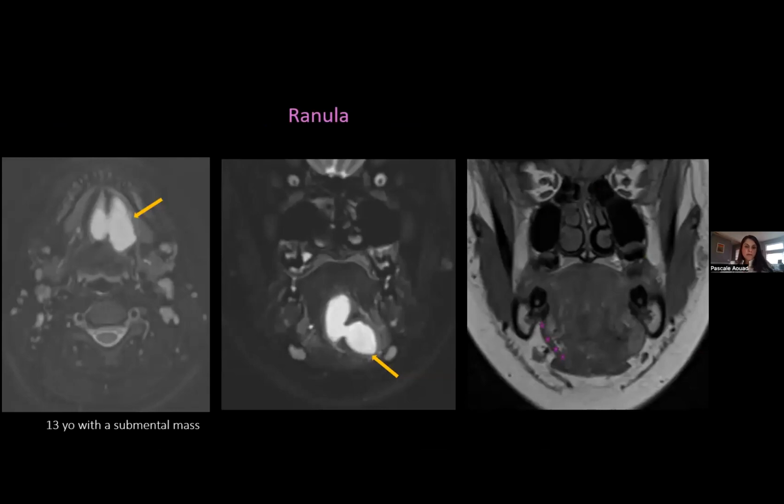And this is an example of a ranula in a 13-year-old who presented with a submental mass. So we can see this well circumscribed lesion of fluid signal, T2 hyperintense and T1 hypointense. And we see it's confined to the one side. And this is the region of the genioglossus muscle over here. And it's above the mylohyoid muscle. So it's in the sublingual space. So this is a simple ranula, not a diving type ranula.